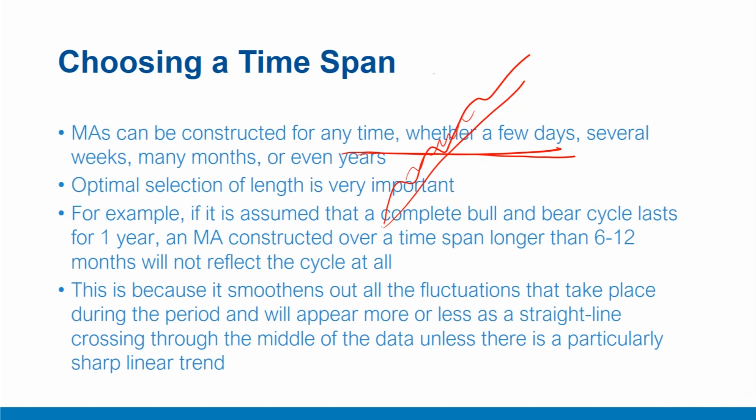And therefore, the straight line will cross through almost the middle of the data, unless there is some kind of very sharp linear trend, and it will broadly represent a straight line. So for example, over the period, if there is this kind of move, it will represent a straight line. So no signal generation would be possible.